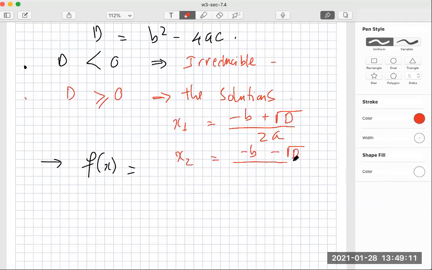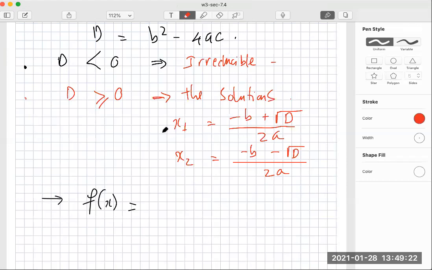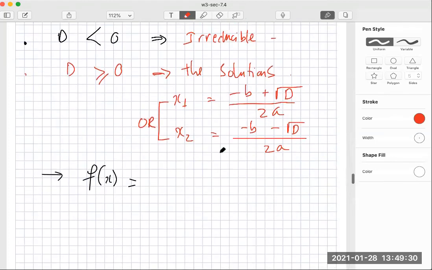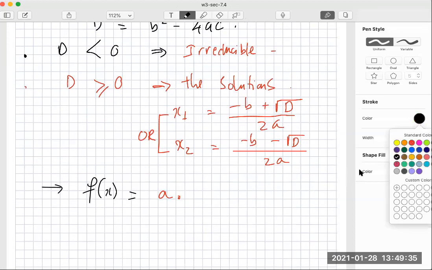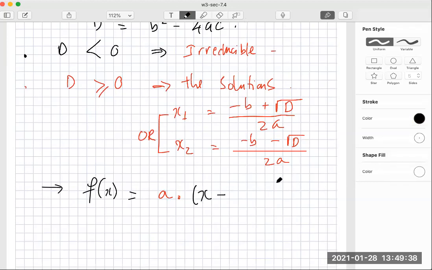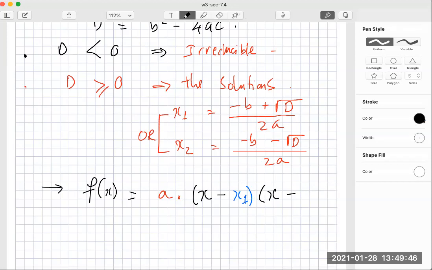Okay. Mathematicians are lazy. We want to write something quick and fast that we understand. That's it. Okay. So there are two solutions, x1 or x2 here. Then we can always write this quadratic function as the product of a times x minus x1 times x minus x2. Okay?